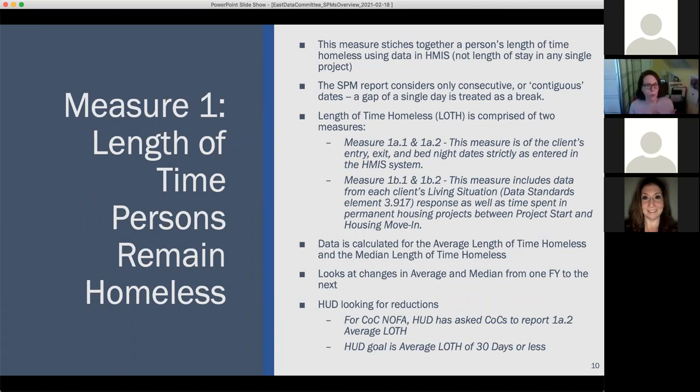There are two sub-measures, 1A and 1B. We'll get into the difference on the next slide, but essentially one is strictly bed nights, entries and exits in HMIS, and the other factors in additional data points. The data reported out is calculated for the average length of time homeless and the median, and it shows the fiscal year that you're reporting out and then the prior year so that you can see if you're making progress. HUD is looking for us to reduce the length of time homeless, to keep pushing that down. Their goal is this 30-day goal, which is a wonderful idea, very hard to make a reality. In terms of what we have to report out on the NOFA application, it's 1A.2.